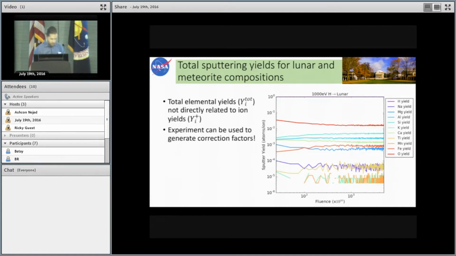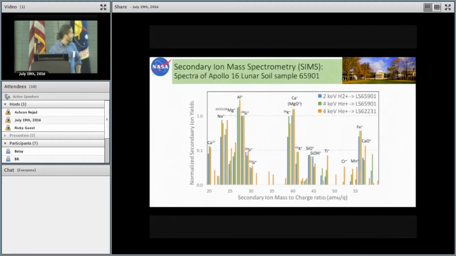So it's important to note, though, that this program only gives us the total sputtering yields. It doesn't give us the ion yields, and in fact, the total sputtering yields are not directly related to the ion yields. But what we can do is use experimental measurements of secondary ion spectra to generate correction factors for these total sputtering yields. And so we've done this in the lab. We've taken several lunar soils. We've irradiated them with solar wind energy ions.